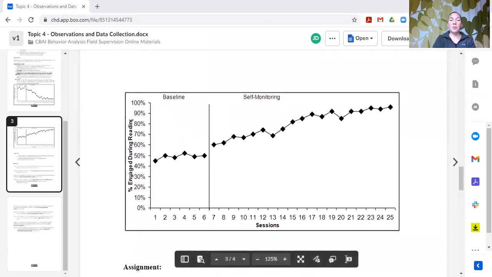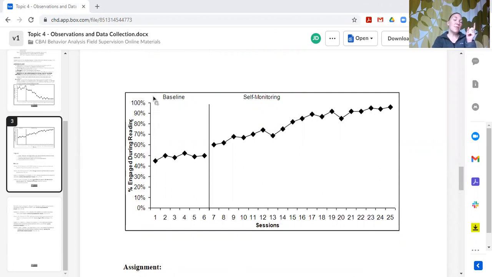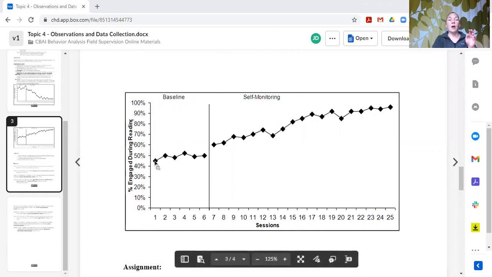Another example, this is percent engaged during reading. So we would have an operational definition that defined reading, and this is percent. So this is probably a momentary time sample or an interval measure. We are going to see here that during baseline, it was between 45 and 55%. And then there's a condition line, and now there is a self-monitoring program in place, and our data is trending upward and ending looks like 90-95%. Same thing, this is the behavior measure on the vertical axis, and the horizontal axis is going to be your time.